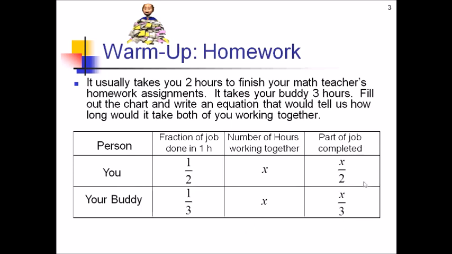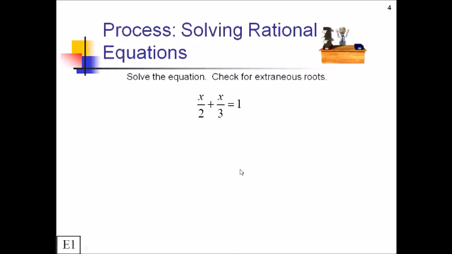Now, the parts of the job completed should add up to the entire job if you throw them together. So we can say x over 2, the part of the homework that you did, plus x over 3, the part of the job your buddy did, should equal 1 whole finished homework assignment. So now that we've set up this lovely equation, how do we solve it?